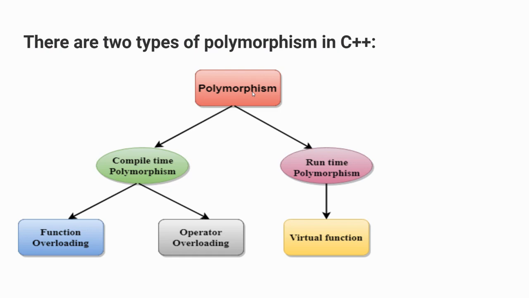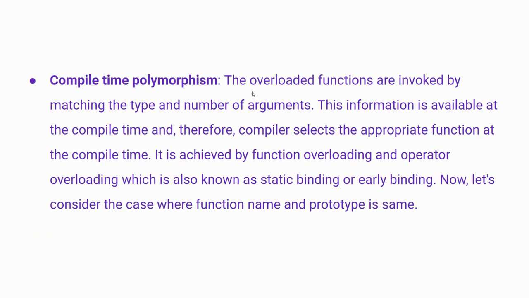There are two types of polymorphism: compile time polymorphism and runtime polymorphism. In compile time polymorphism, there are again two types: function overloading and operator overloading. And in runtime polymorphism, we have the virtual function concept.